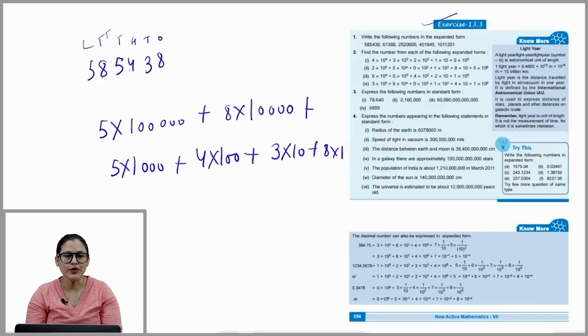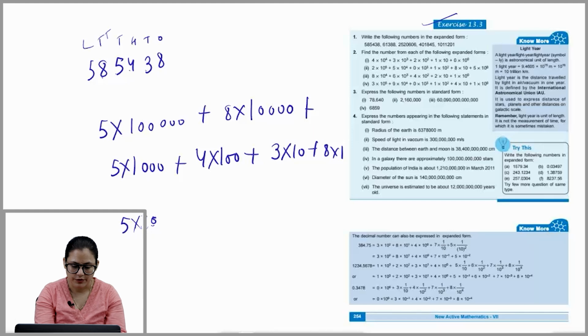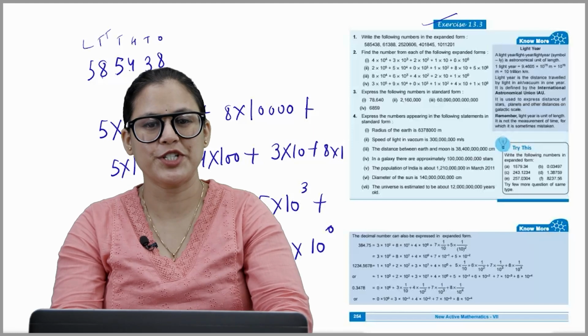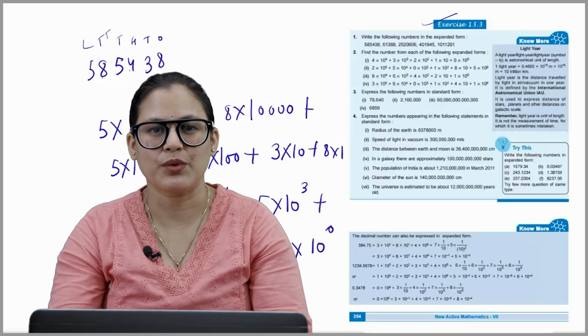Now, you will write it in the form of exponents. 5 into 10 raised to the power 5 plus 8 into 10 raised to the power 4 plus 5 into 10 raised to the power 3 plus 4 into 10 raised to the power 2 plus 3 into 10 raised to the power 1 plus 8 into 10 raised to the power 0. Right, students? Now you will do the remaining questions.